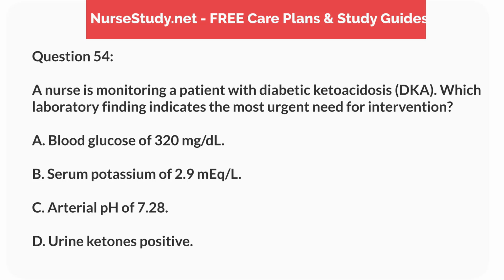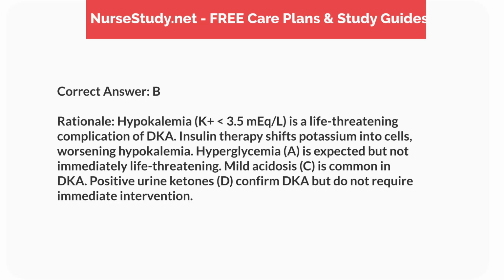Question 54. A nurse is monitoring a patient with diabetic ketoacidosis, DKA. Which laboratory finding indicates the most urgent need for intervention? A. Blood glucose of 320 mg per deciliter. B. Serum potassium of 2.9 milliequivalent per liter. C. Arterial pH of 7.28. D. Urine ketones positive. Correct answer, B.